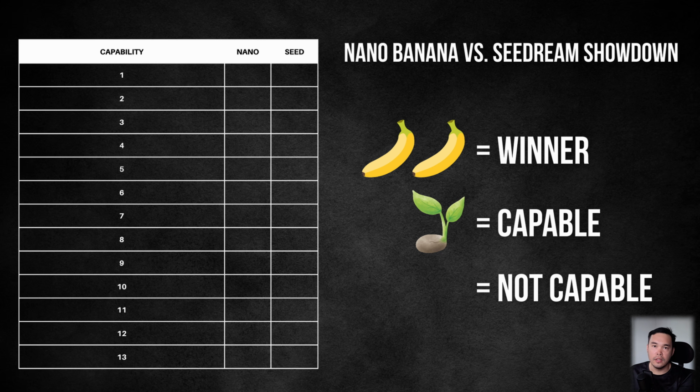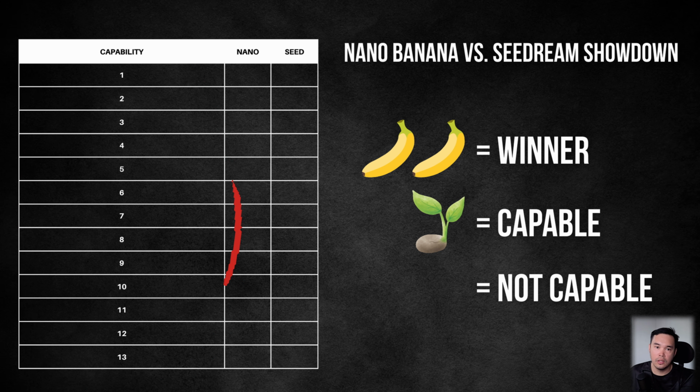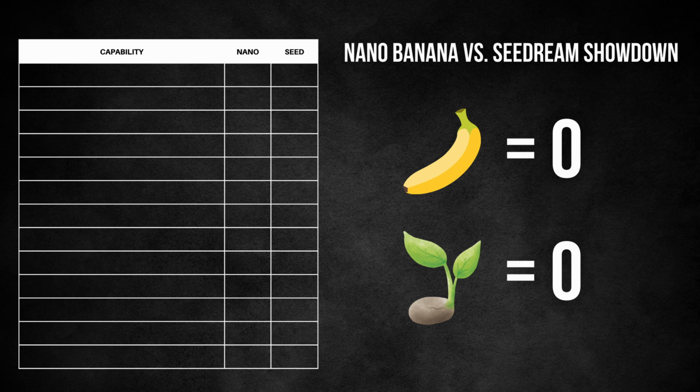Now let's dive into testing each model across 13 different capabilities. We'll have a 2-1-0 scoring system, where 2 will indicate a clear winner, 1 as passed or not much difference between the two, and 0 as failed or the model not having the capability. So the first capability would be speed comparison.